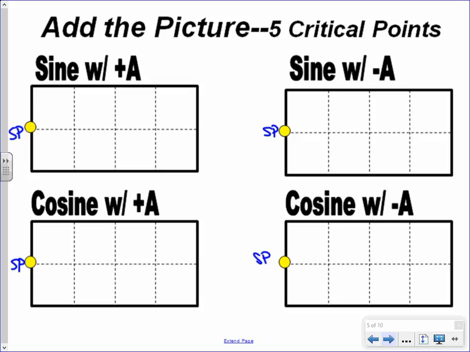When you make your frame, you're going to do this very lightly, okay, so that your graph is what's going to stand out. This is just kind of a reference.